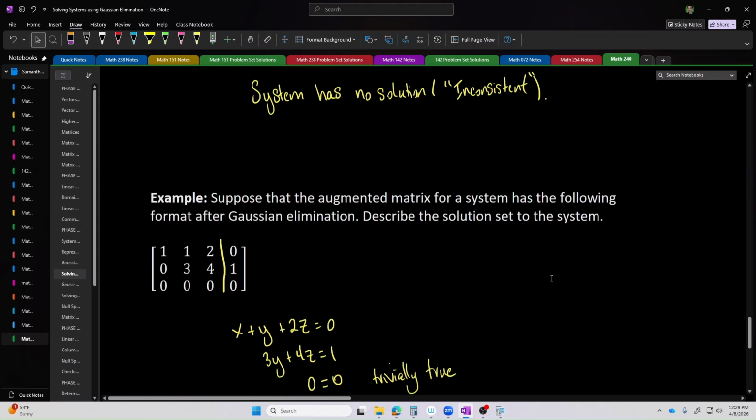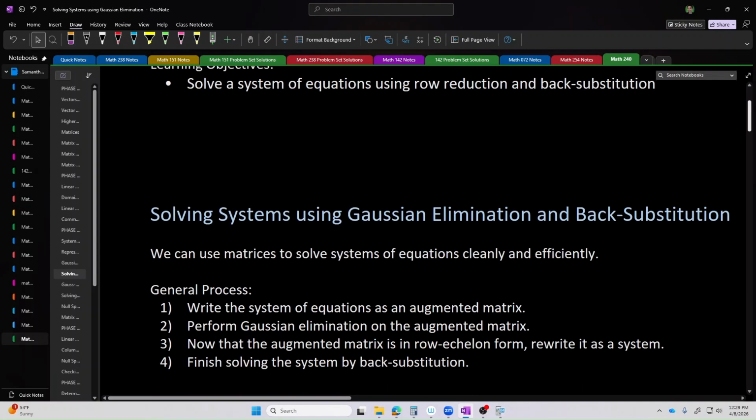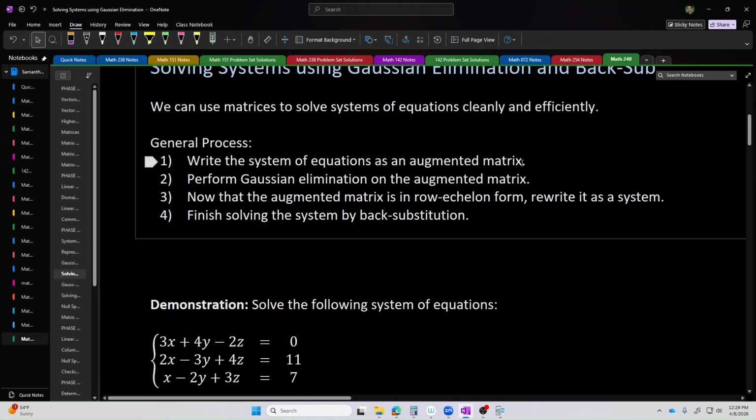So this was our workflow in the previous video. Our workflow in the previous video was this four-step process. Represent the system as an augmented matrix, row reduce that augmented matrix, turn the reduced augmented matrix back into a system, and then solve the system by back substitution. That has been our process up to this point.